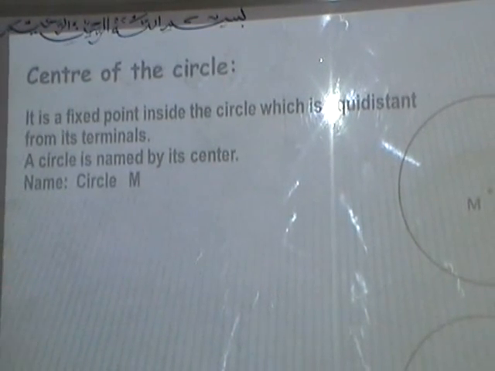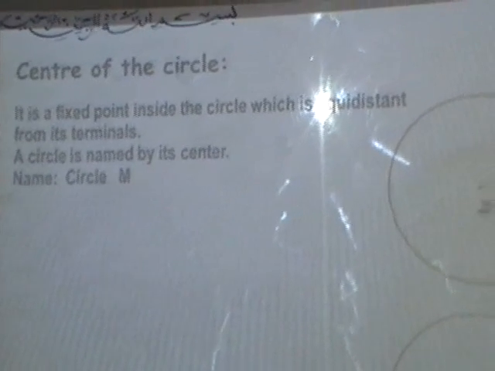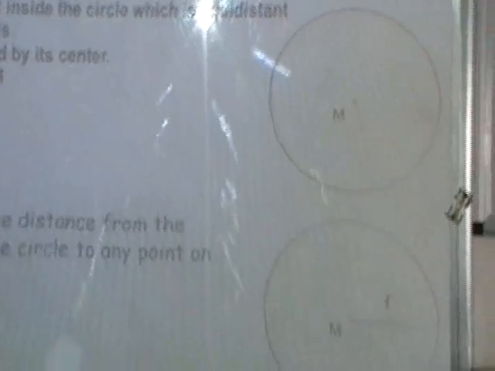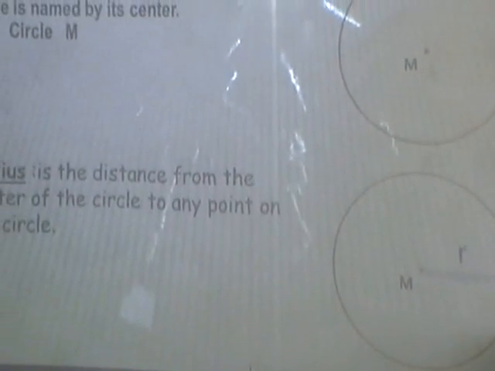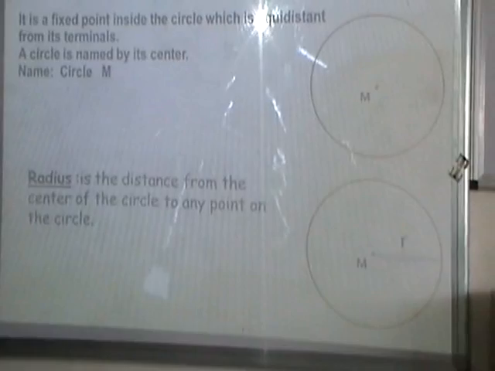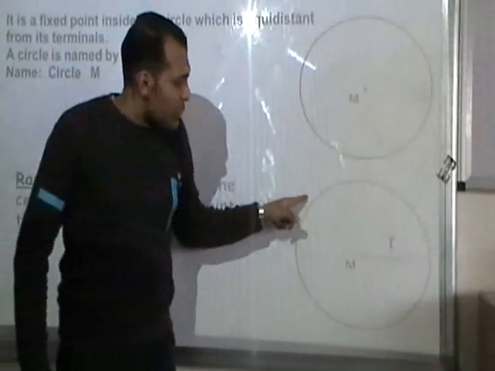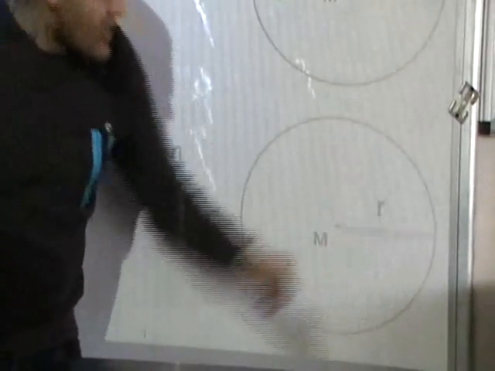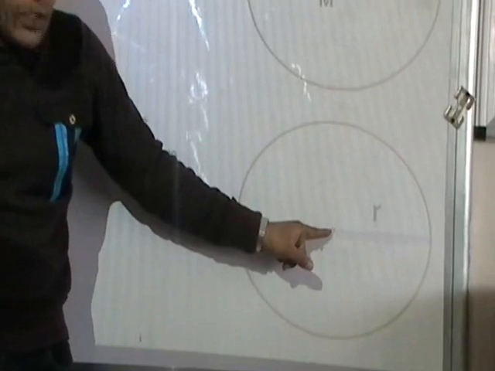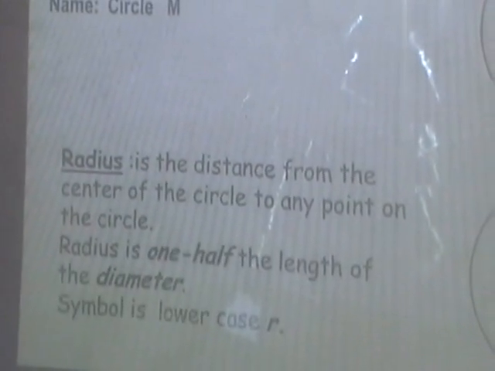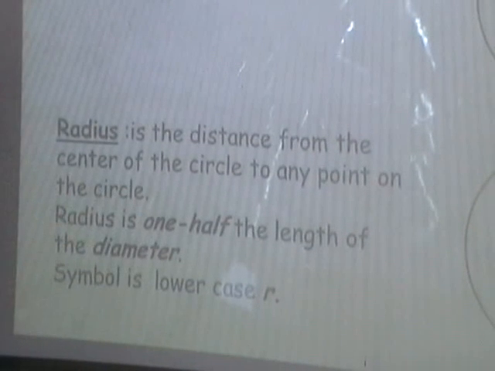After that, the radius. What is the radius? We can see that the radius is the distance from the center of the circle to any point on the circle. So, the distance from any point on the circle to its center is called the radius. I have here the radius. It's the length of the line segment drawn from the center to any point on that circle. The radius is 1/2 the length of the diameter.